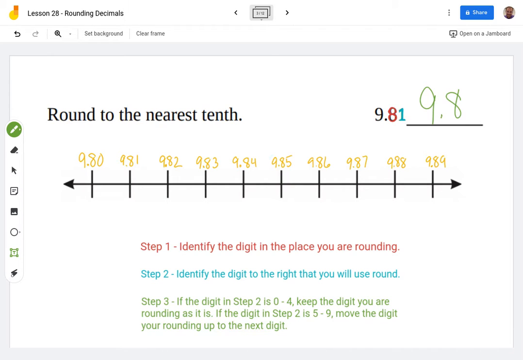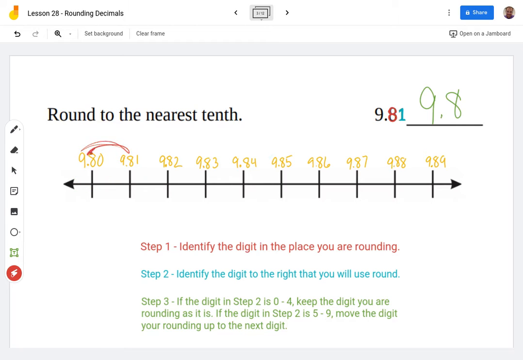Now, if we look at it using a number line, and here I have a number line already labeled and ready to go, I think we can make a little more sense out of this. If we're given 9 and 81 hundredths, and if we're looking at the 1 in the hundredths place to help us round, we can see 9 and 81 hundredths here on the number line. This number line goes from 9 and 80 hundredths to 9 and 89 hundredths. And we can see that the 9 and 81 hundredths that we were given is much closer to 9 and 8 tenths, or 9 and 80 hundredths.